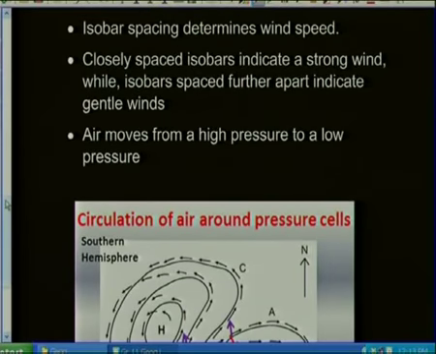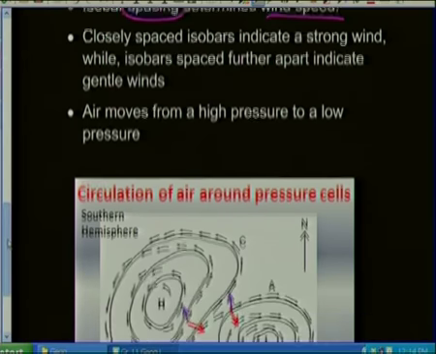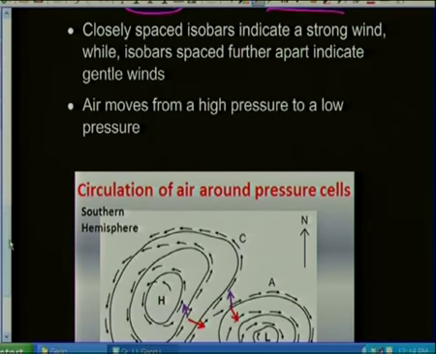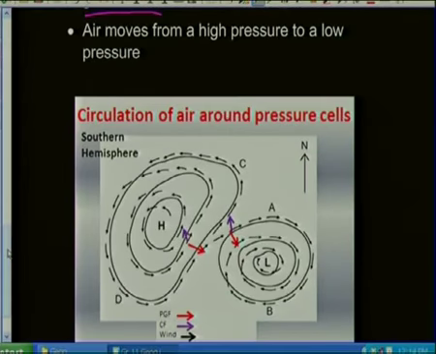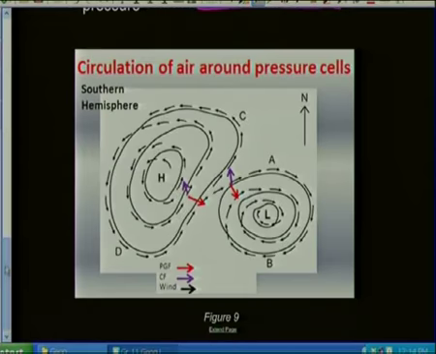Isobar spacing determines the wind's speed. Remember, isobars that are closer together have a higher pressure gradient, so faster, stronger wind, whereas isobars that are spread out or further apart give us slower wind speeds or weaker winds. Closely spaced isobars indicate the strength of the wind being strong. Isobars that are further apart, gentler or weaker winds. And remember, air always moves from a high pressure to a low pressure as it blows.